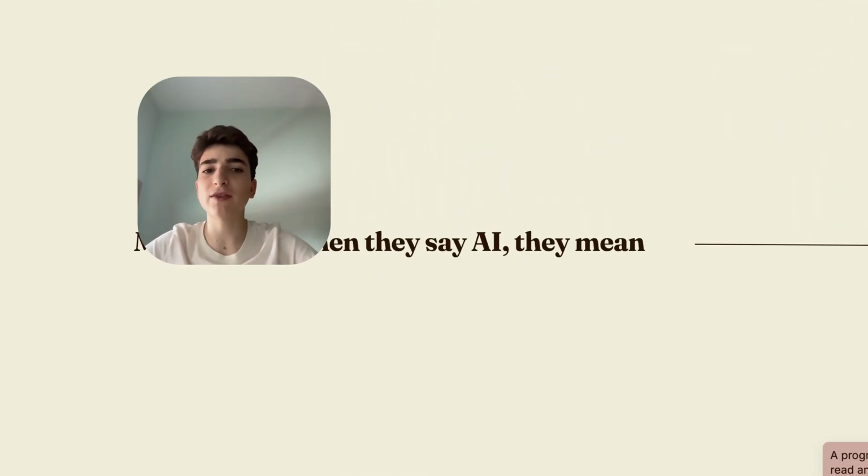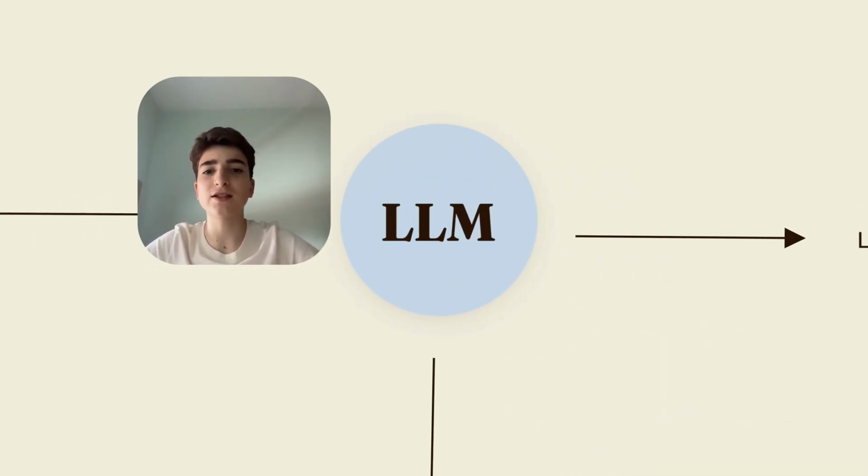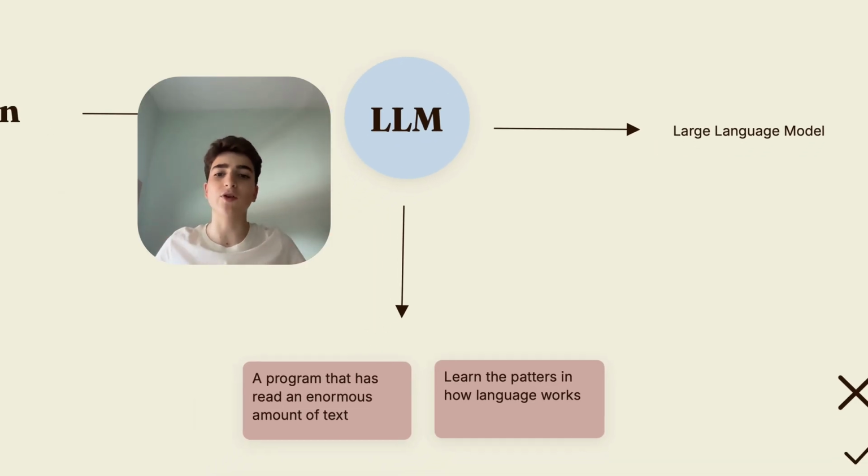Most people, when they say AI, usually mean another thing. And that other thing is an LLM, a large language model. A large language model is like Claude Opus 5, Sonnet 5, ChatGPT 5.6, Gemini 3.6 Spark, or keak.app, for example. And a large language model is just a program that has read an enormous amount of text, of data. It has been trained with an enormous amount of data, and it learns the patterns in how language works.